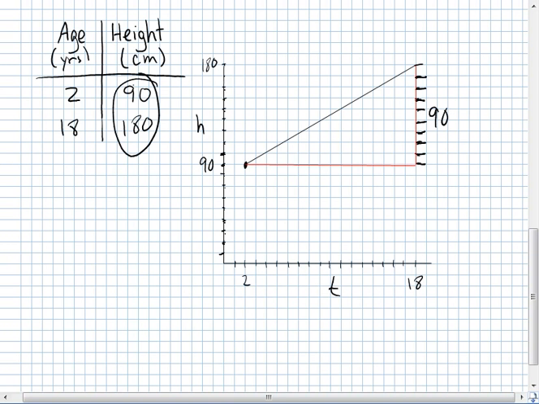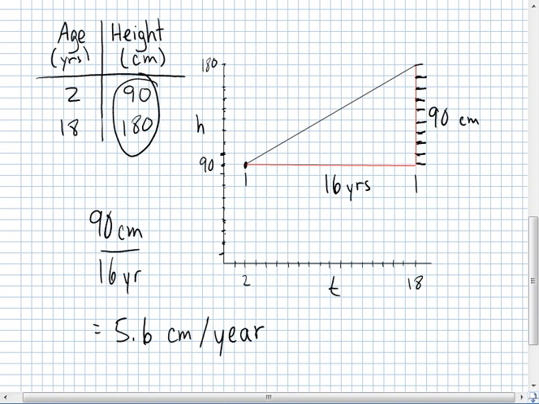And the difference in years obviously is going to be 16. So if you count spaces, it'd be 16 years. Okay? And so to calculate slope, you're going to go rise, 90 centimeters, divided by 16 years, and you get an answer of 5.6 centimeters per year. Okay, so we're going to have a look at another example in the next video, so let's skip to that one now.